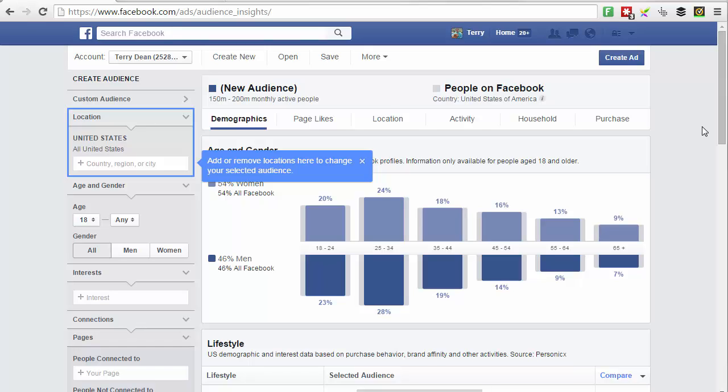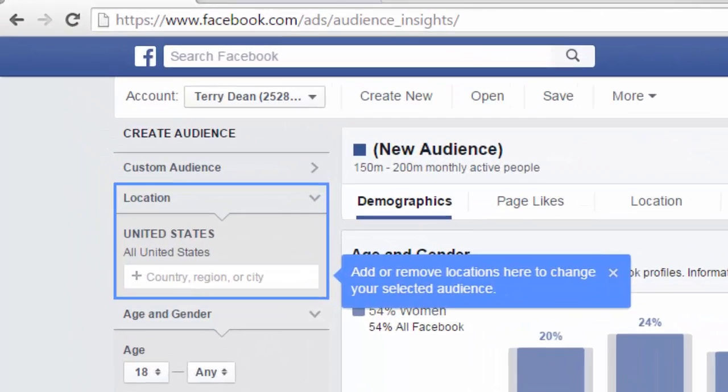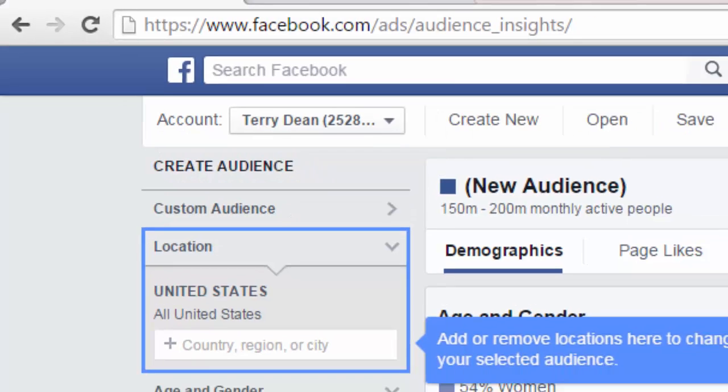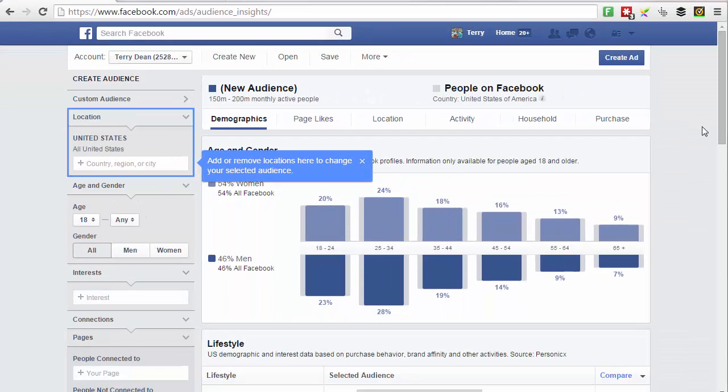One of my favorite tools for finding out more about any niche market is using Facebook Audience Insights. You can find this over at facebook.com/ads/audience_insights, or do a search on Google for Facebook Audience Insights. And the reason I like this tool is we can put in any interest and we can find out more about the people in the interest.